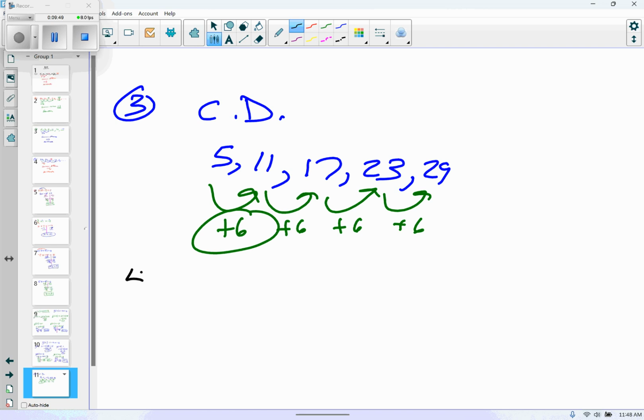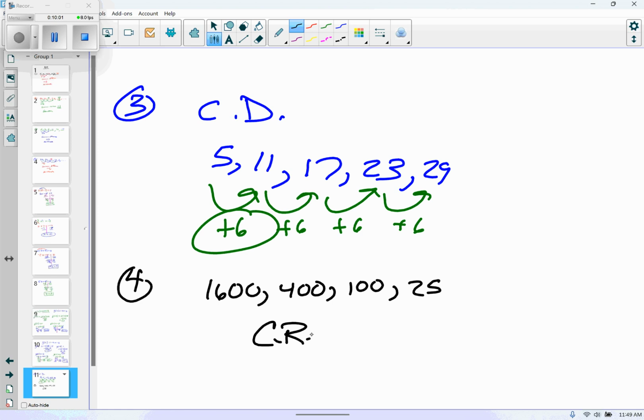Problem number 4 goes from 1600 to 400 to 100 to 25. And they want to know what the common ratio would be. Call it CR. So what am I doing for each of those numbers? How am I getting from one to the next? It looks like I'm dividing by 4, or you could say I'm multiplying by 1/4. That's the same thing. So our common ratio is multiplying by 1/4.